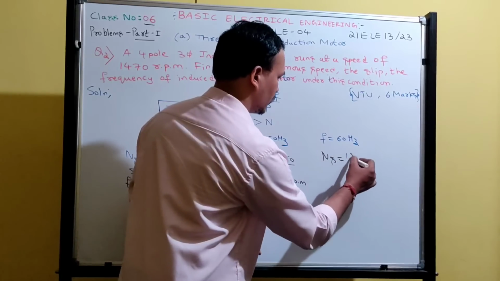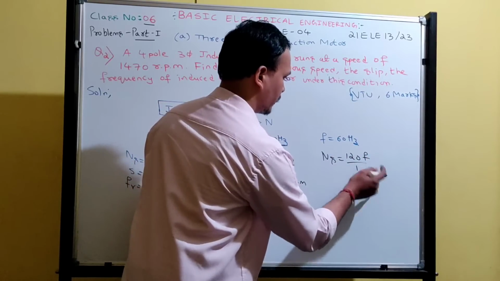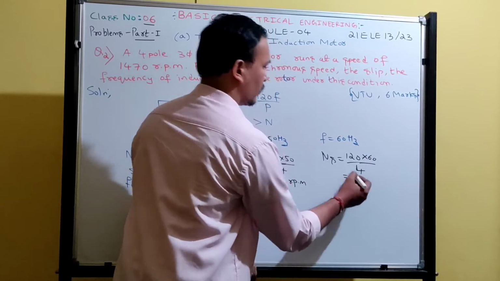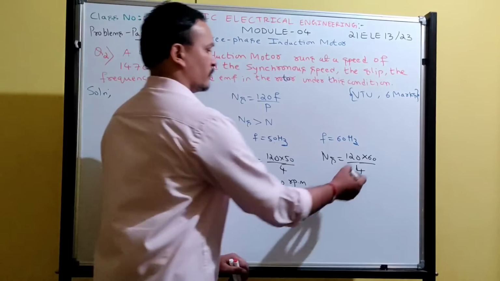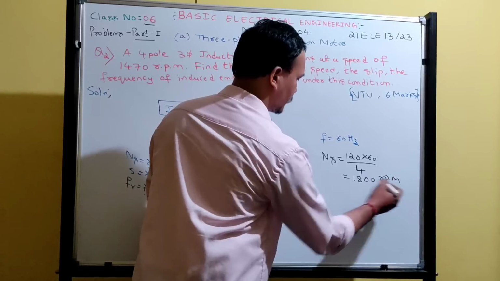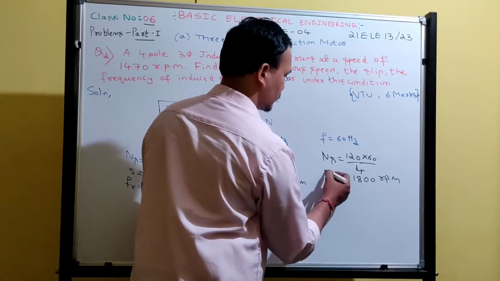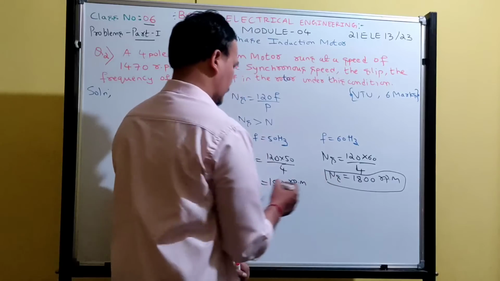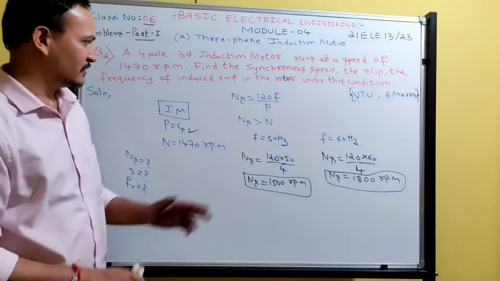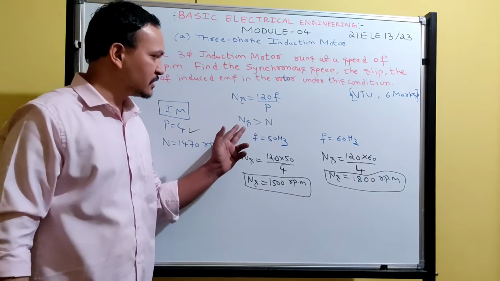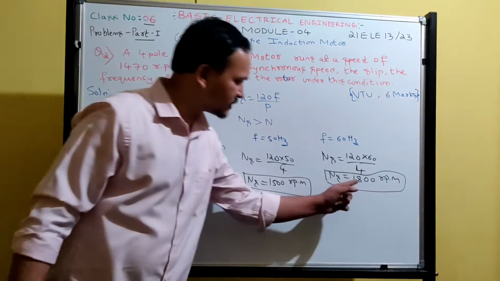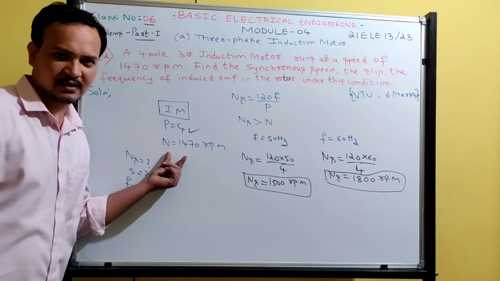So Ns is equal to 120 f by P, 120 into frequency 60 divided by number of poles 4. See, from this we get Ns value 1800 rpm. Using a calculator you can find this. Ns is 1800 rpm, and here see, both conditions are satisfied. To behave like an induction motor, Ns should be more than N. So 1500 is more than 1470 and 1800 is also more than 1470.